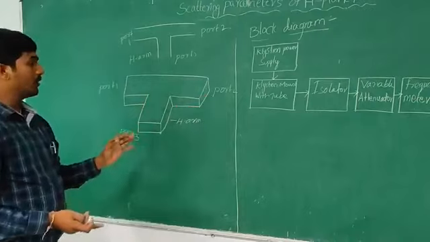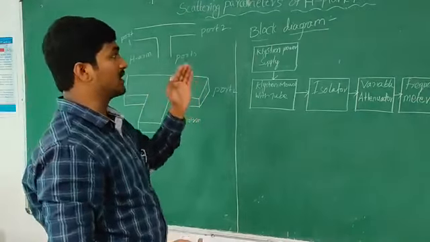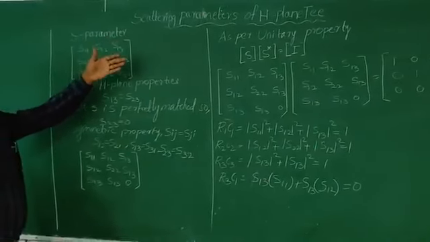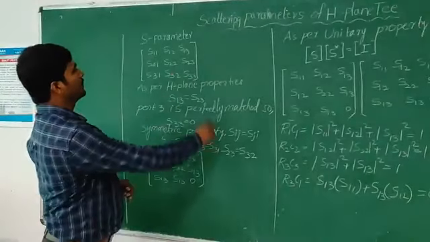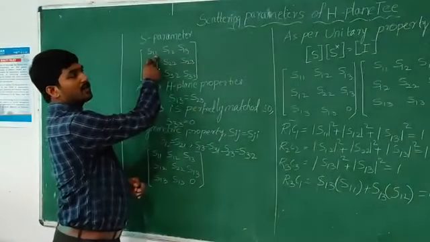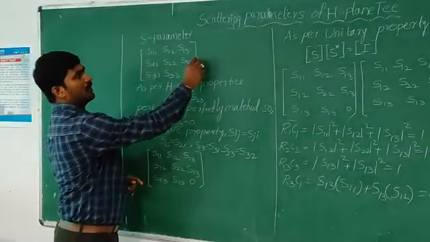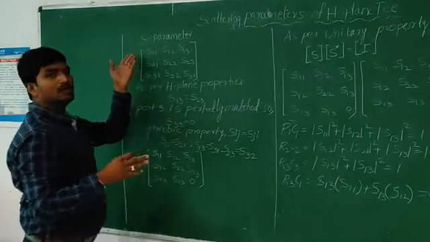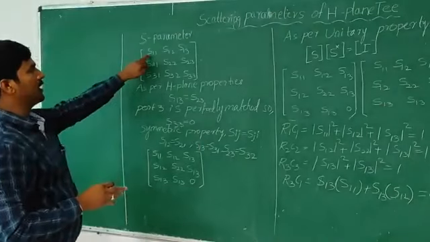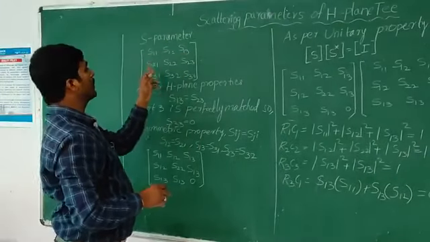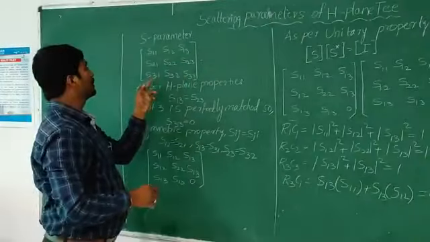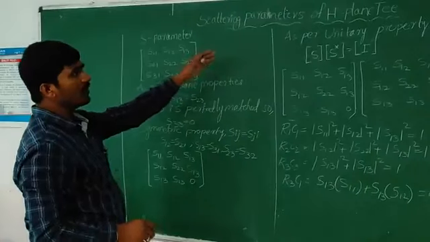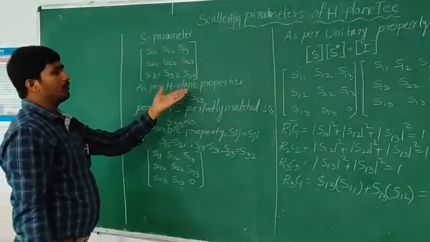Now we are going to do the symmetry properties and S parameters, the scattering parameters of H plane T. Because H plane T has 3 ports, it is a 3-port network, so we can write it as a 3x3 matrix: S11, S12, S13, S21, S22, S23, S31, S32, S33. Now we are going to apply the properties.